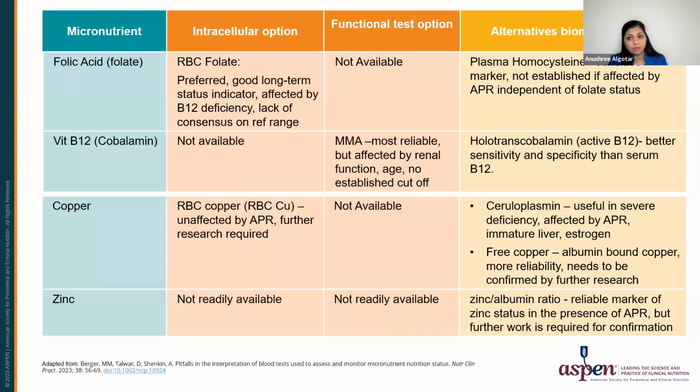Holotranscobalamin, or an active B12 level, may be better in terms of sensitivity and specificity than the serum B12. For copper, the RBC copper seems to be unaffected by an acute phase response, but further research is required for its practical use. Ceruloplasmin seems to be useful in severe deficiencies. However, it is affected by an acute phase response, immature liver function, and estrogen. Free copper indicates the albumin-bound copper, which has more reliability, but we need further research to confirm its practical use.